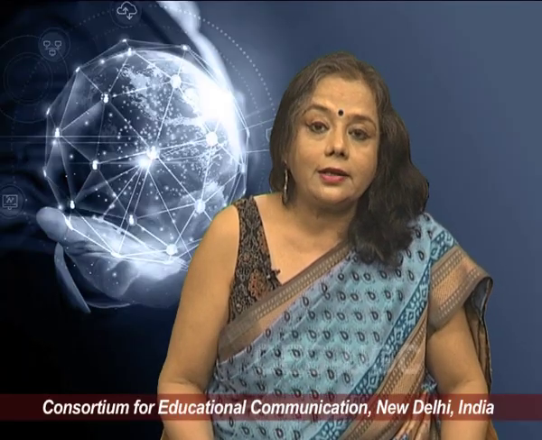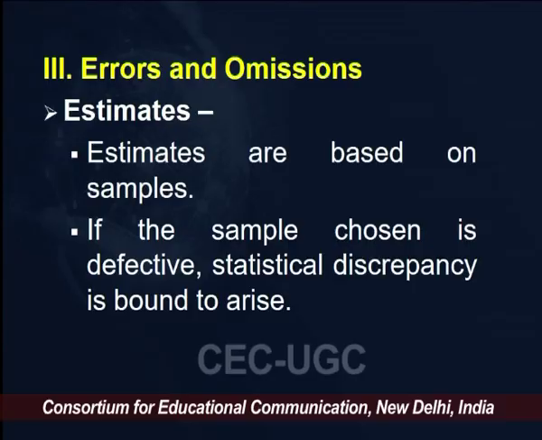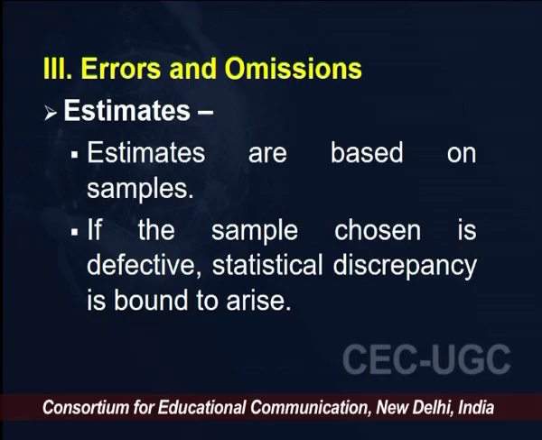So, the BOP statement uses estimates to arrive at certain figures relating to travel, tourism, etc., for which exact amounts are difficult to ascertain. So, how will you find out how many foreign tourists have arrived in our country? That you can find out, but how much they have actually spent in our country is difficult to measure. So, we go by some estimates. Estimates might not be 100% accurate. Estimates are based on samples. If the sample chosen is defective, statistical discrepancy is bound to arise.